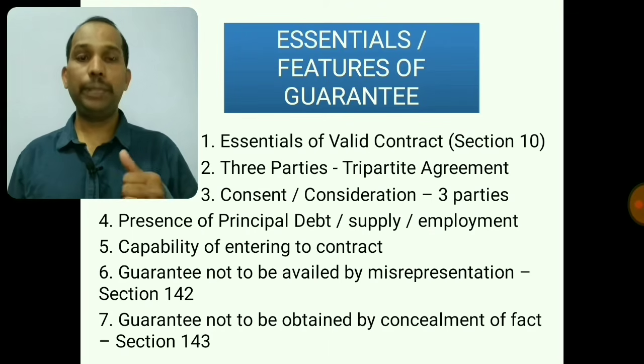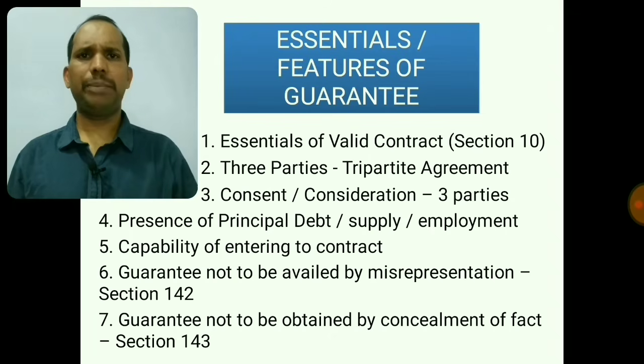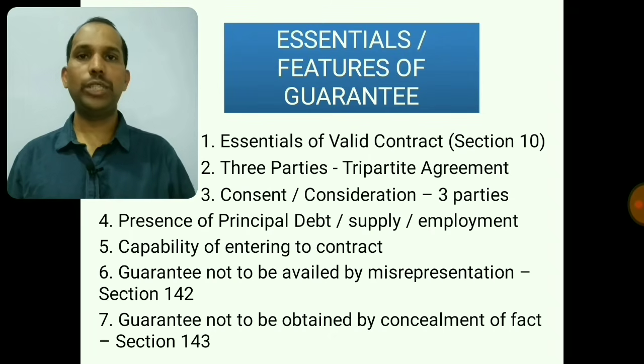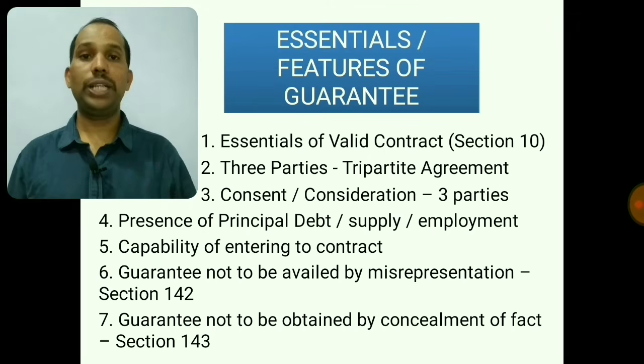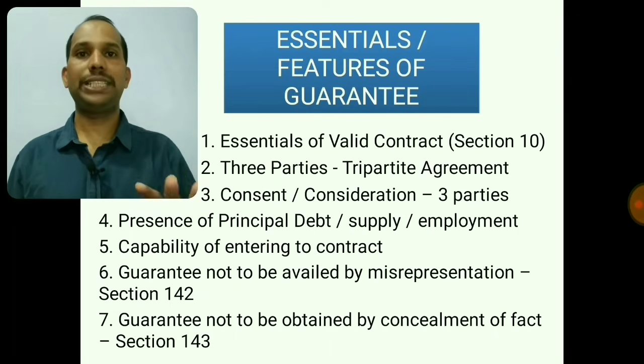The fourth one, there should be a principal debt, or there should be supply, or there should be employment involved in the case of guarantee. That's the fourth essential. Fifth essential, capability of entering into contract. This is very essential for the creditor and surety, but sometimes capability is not required for the person who is taking the benefit. Principal debtor may not be required to have all the capability to enter into the contract. Sixth one and seventh one are very, very important. Sixth one being guarantee not to be obtained by misrepresentation, as mentioned in section number 142. There should not be misrepresentation from the principal debtor to the surety. That's very important under section number 142.